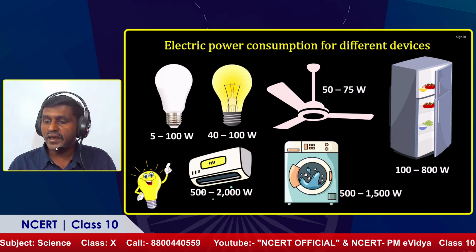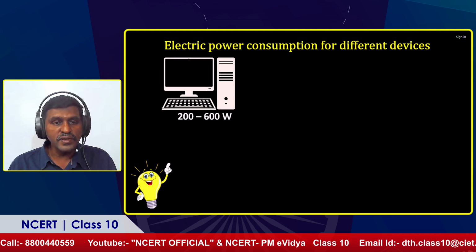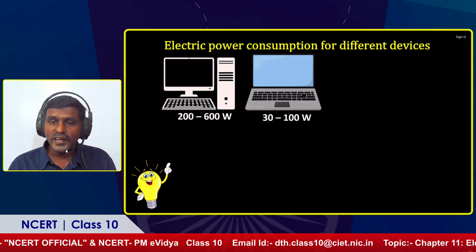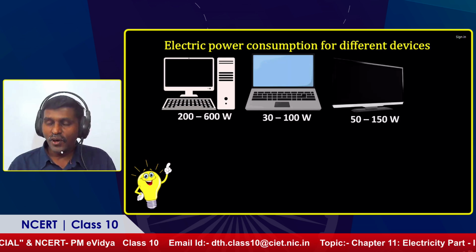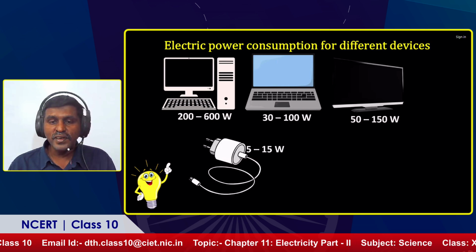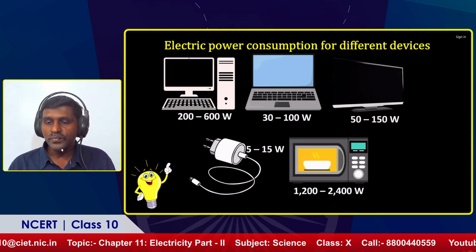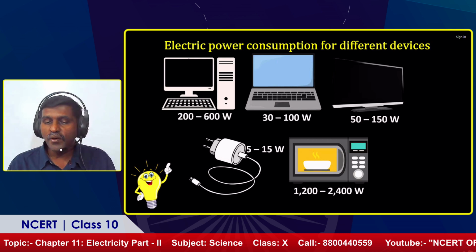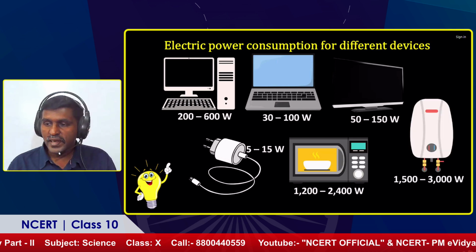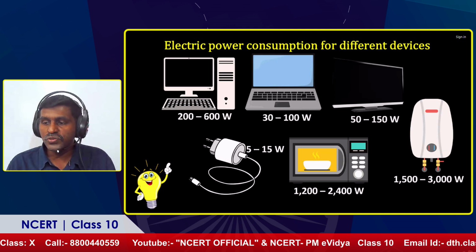Similarly, a washing machine will take 500 to 1500 watts. A desktop will take some 200 to 600 watts. A laptop takes only 30 to 100 watts. Our normal LED TV takes around 50 to 150 watts. The charger that we are using is 5 to 15 watts. Some microwave ovens have power of 1200 to 2400 watts. And the electric heater that we use has power of some 1500 watts to 3000 watts.